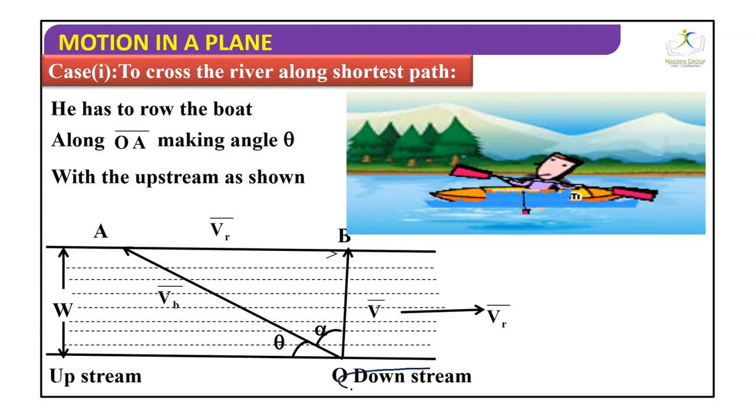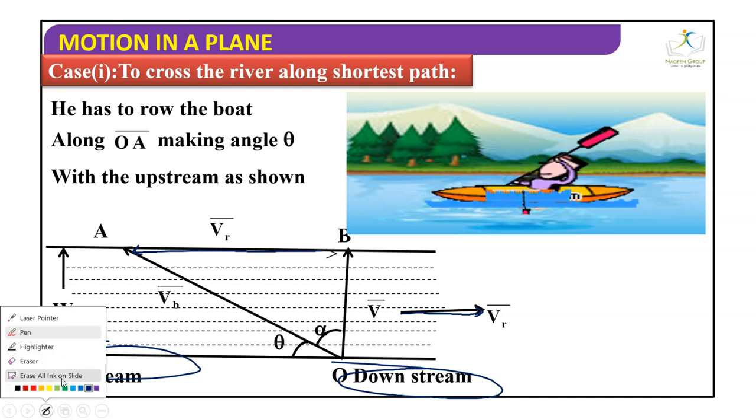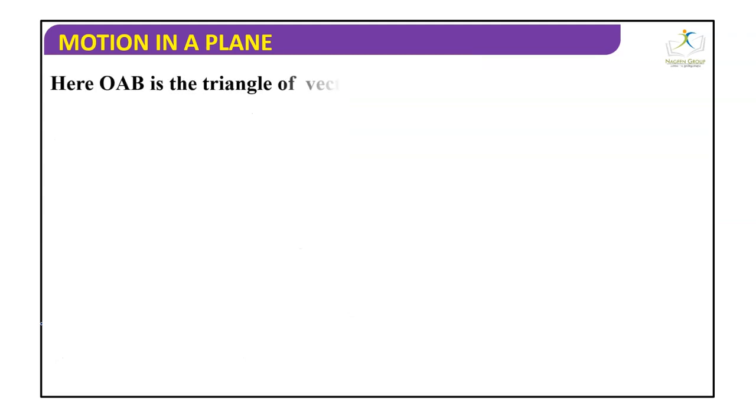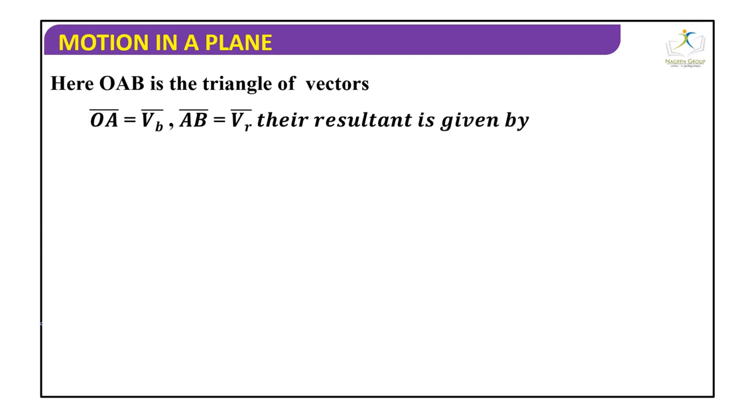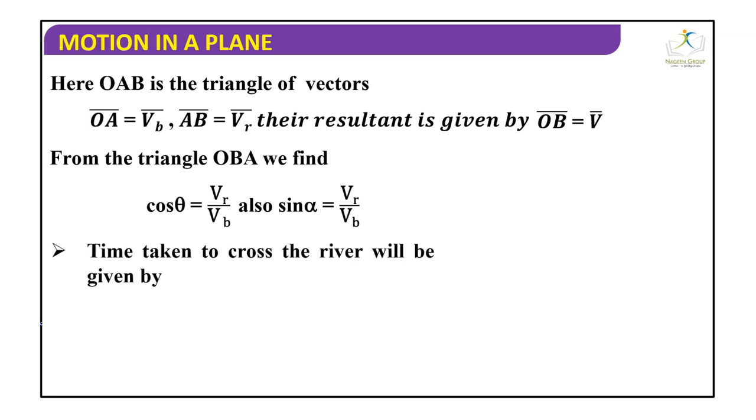So this is downstream, this is upstream. The river velocity is on this side and the person wants to move on this side. Here OAB is the triangle of vectors. So OA is equal to Vb and AB is equal to vector Vr. Their resultant is given by OB, equal to V. From triangle OBA, we find cos theta is equal to Vr by Vb. Also sin alpha is equal to Vr by Vb.